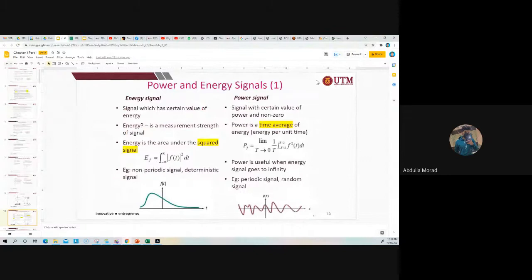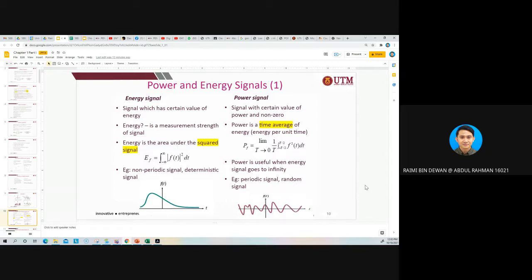Doctor, it should all be positive. Yes, that's why we use the square. We must use the square, otherwise it will be cancelled out.